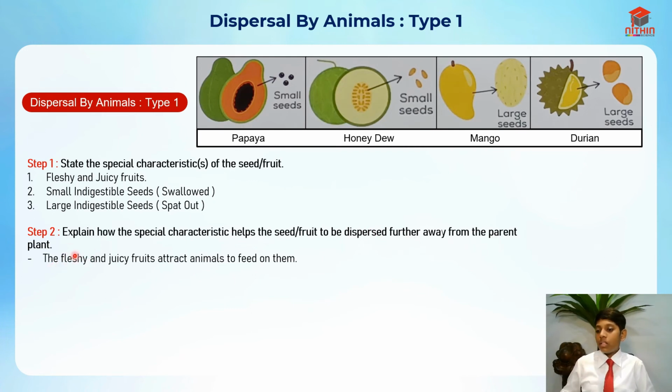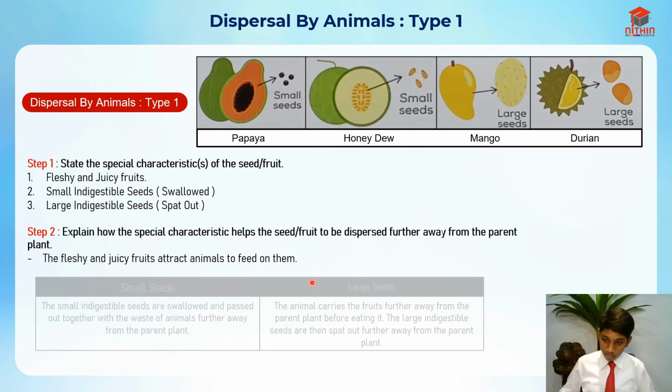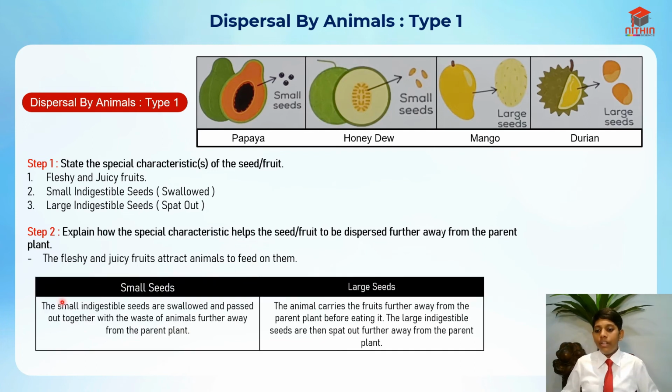And basically we can say the fleshy and juicy fruits attract animals to feed on them. And the difference between small seeds and large seeds, right? For step 3, basically, the small and digestible seeds are swallowed and passed out together as waste further away from the parent plant. And for the large seeds, the animal carries the fruits further away from the parent plant before eating it. The large indigestible seeds are spat out further away from the parent plant as well.